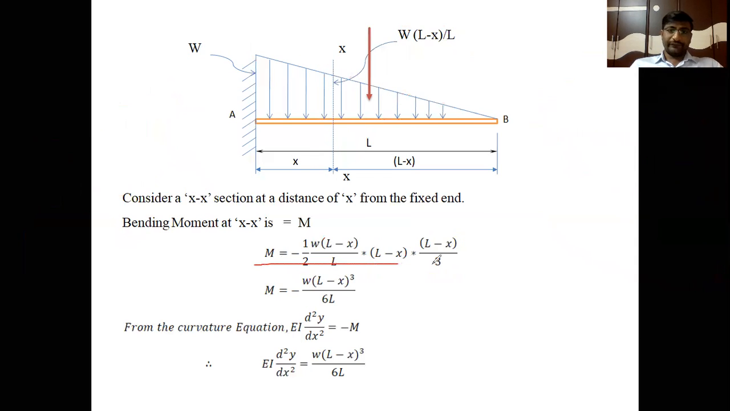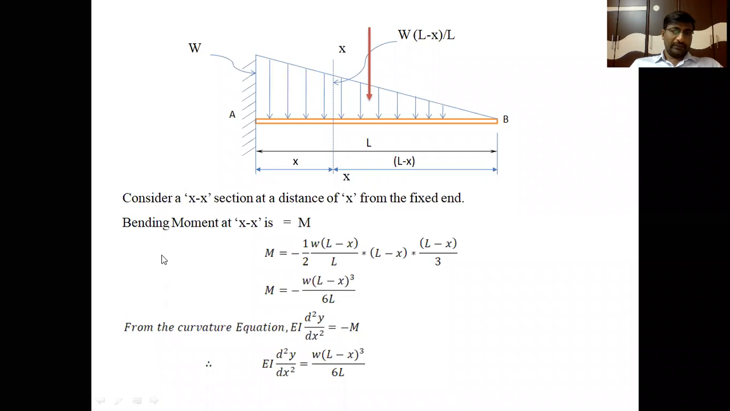This is the equation for bending moment. So from this, M is equal to minus W by 3 into 2, 6L, L minus X into L minus X into L minus X, that is L minus X whole cube. So W into L minus X whole cube by 6L is the bending moment of the load about XX.